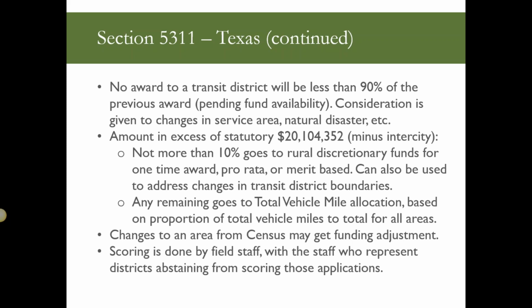So there's the statutory amount, that 20 million and change is actually what is in the administrative code. And that's how we pick out the rural discretionary. And part of what just switched in the administrative code is that we're looking at total vehicle miles, not just vehicle revenue miles. And again, that's to account for the size of the state, especially when you get out into the western part of the state where we have transit districts that are probably larger than some states.